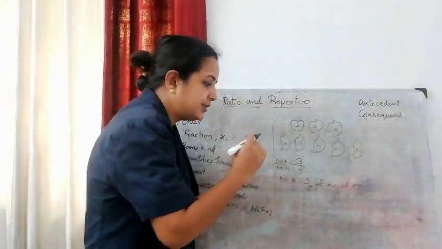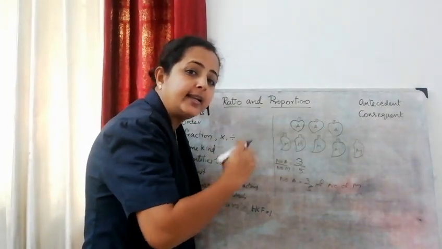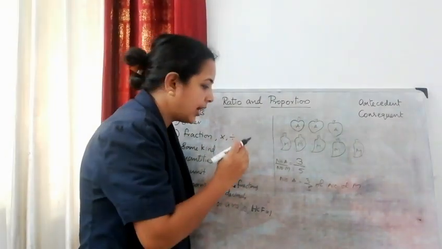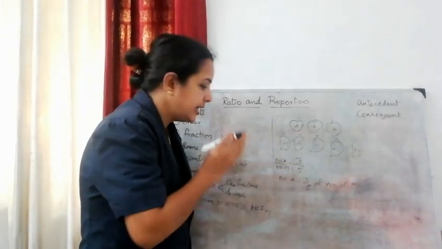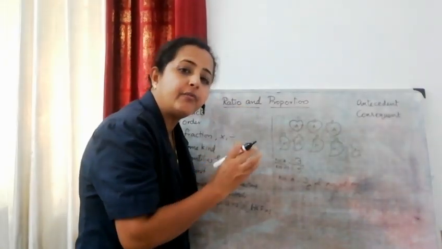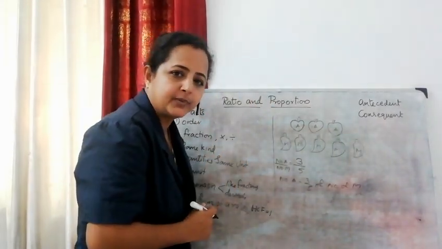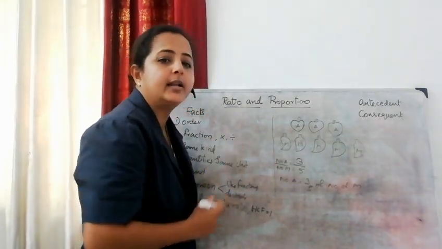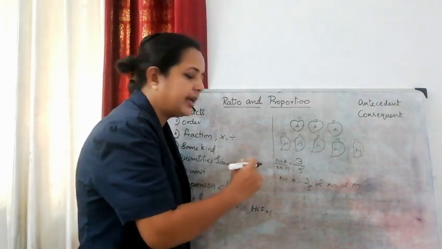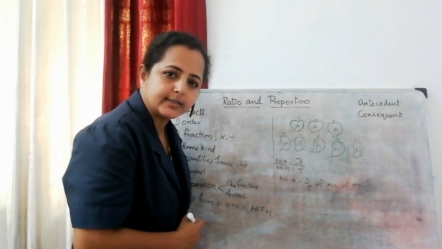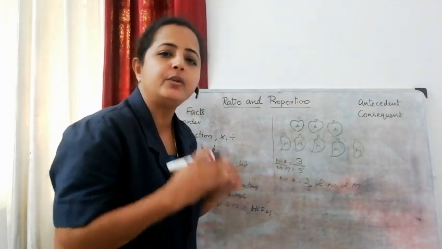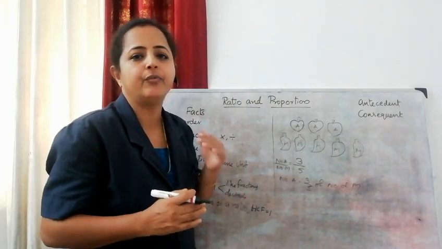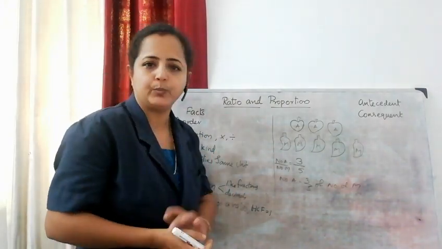That means we are relatively comparing the two items, apples and mangoes. The number of apples is 3 by 5 of the number of mangoes, and also the number of mangoes is 5 by 3 of the number of apples. That way we can compare these two quantities. So for comparing two quantities of the same kind, we use the ratio.